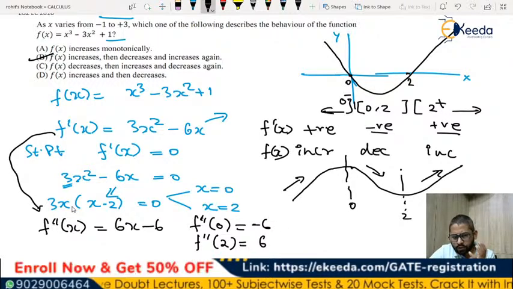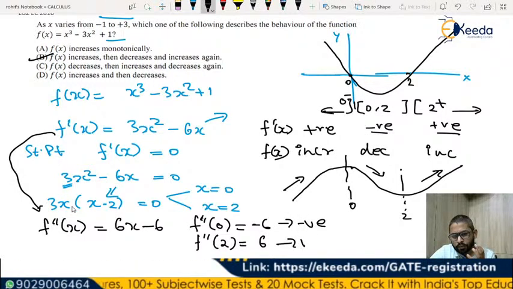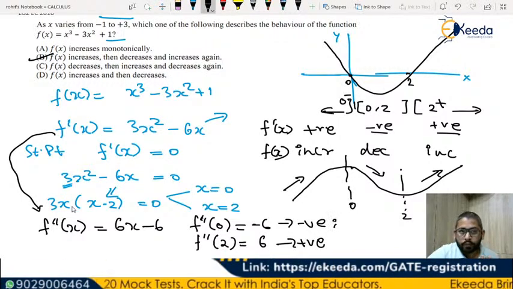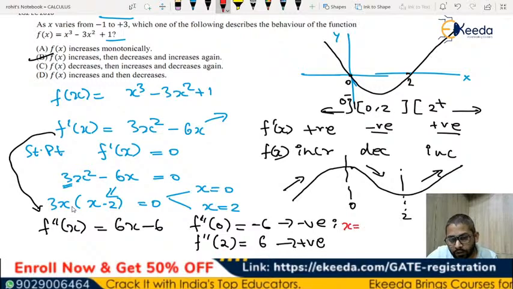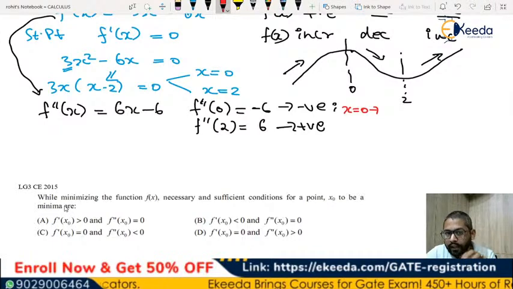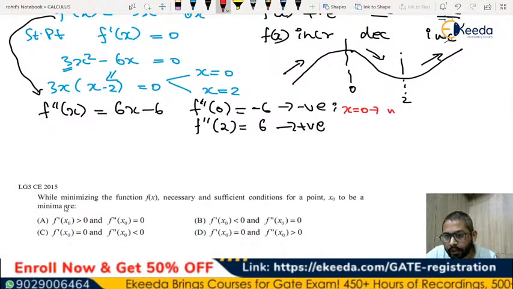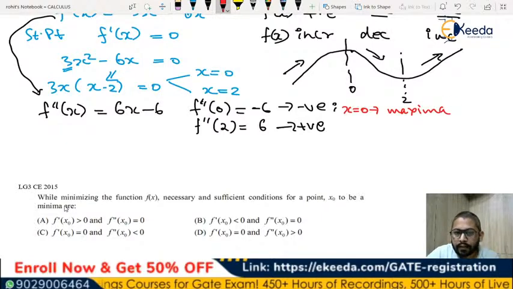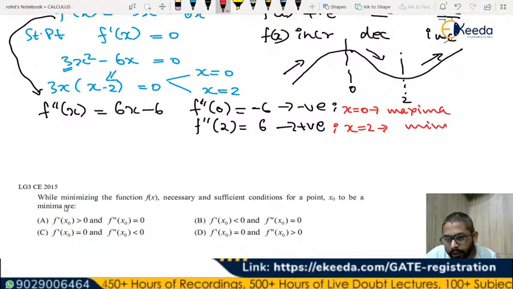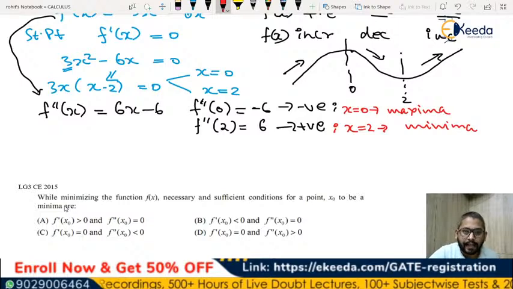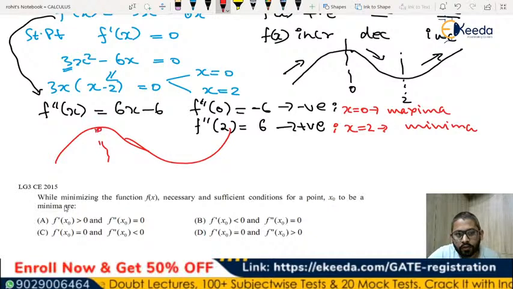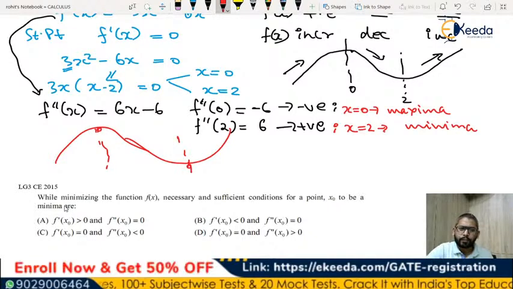So what we have to see is this value is negative and this value is positive. Where the double derivative is negative, that point, x equal to 0, is going to be maxima, and where the double derivative is positive, that point x equal to 2 is going to be minimum. So that will also help you to understand that maxima is something like this and minima is something like this. So this is x equal to 0 and this is x equal to 2, not exactly like this.